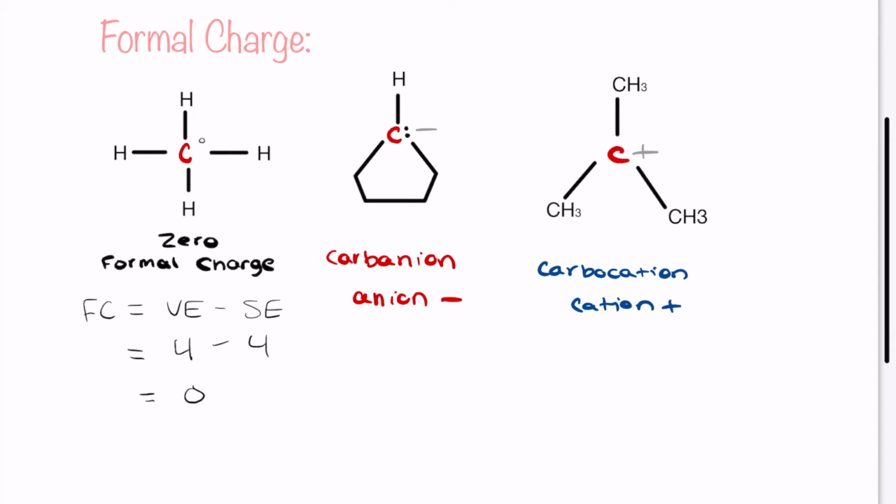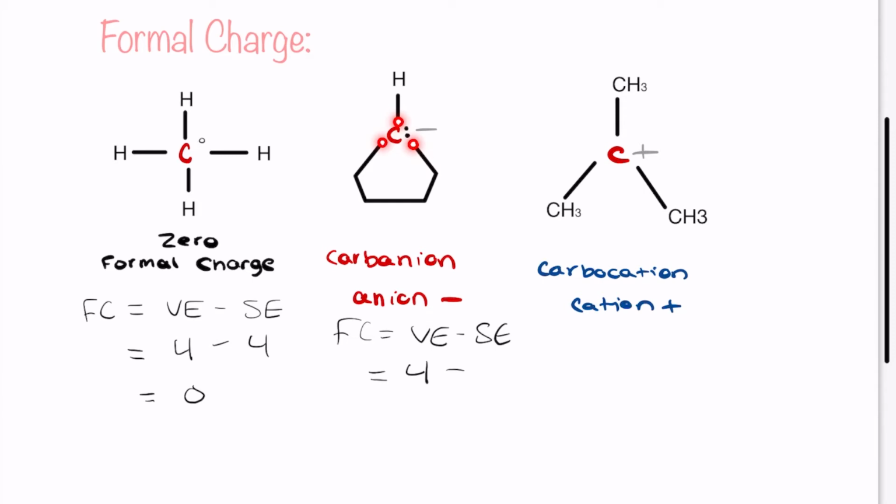Now what about example 2? Formal charge is equal to valence electrons minus surrounding electrons. So we know that carbon has 4 valence electrons, right? So the first part of the formula is going to depend on the atom that you have. In this case, it's carbon, so it's always going to be 4. And surrounding carbon right now, we have 1 from each bond, 1, 2, 3. And we also have a lone pair.